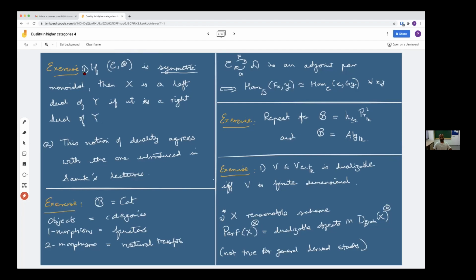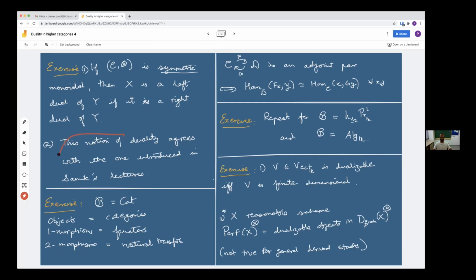Now here's an exercise. I formulated many things in this talk as exercises, so hopefully that will give you some things to think about. If C is symmetric monoidal, then if X is a left dual of Y, then it's also a right dual of Y and vice versa. So left and right duals, you don't have to distinguish between them. First of all, there's a statement I've not written down, which is that if an adjoint exists, it's unique up to isomorphism. So if a left dual exists, it's unique up to isomorphism, and if a right dual exists, it's unique up to isomorphism. And if you're in a symmetric monoidal category, you can swap objects, so left and right duals coincide.